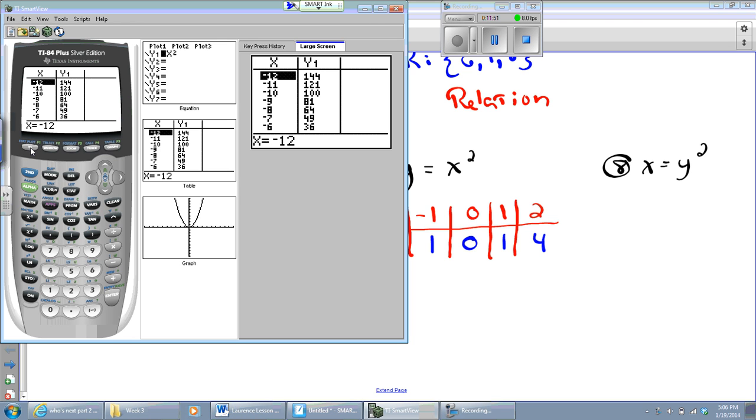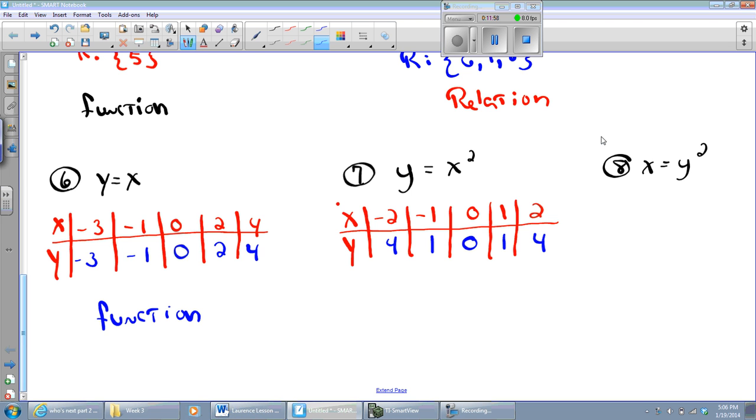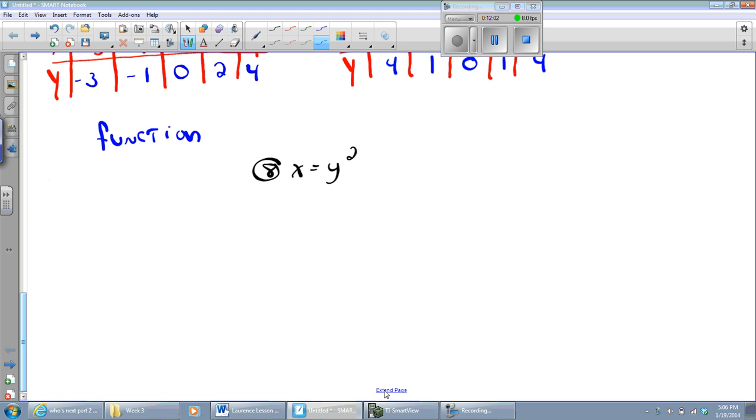All right, let me go back to y equals. And this is a different one, number 8. In fact, I'm actually going to move it down here to give myself some more room. You're used to equations saying y equals, and this says x equals. So you know what I'm going to do? I'm going to solve for y.